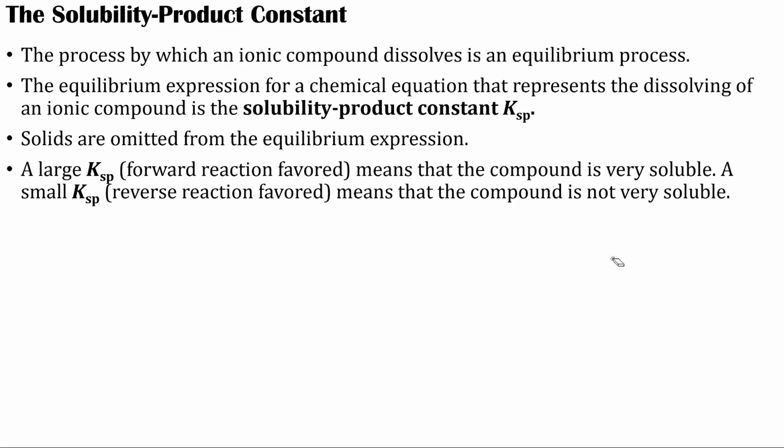And the Ksp shows how soluble those things are because it's actually in equilibrium with the solution. So if the Ksp is big, that means the compound is very soluble. But if the Ksp is small, that means the substance is not very soluble at all. So let's look at some of these and see what I'm talking about.